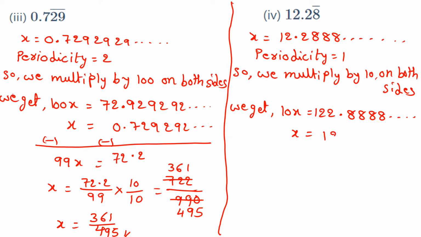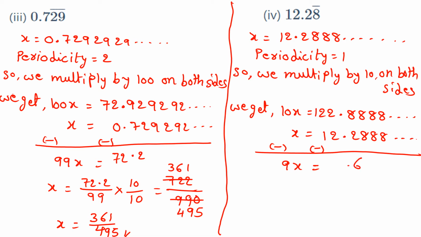Now subtract x from the 10x. So that is 12.2888 and so on. Change the symbols here, minus and minus. 10x minus x, that is 9x, equals to how much? Here 8 minus 2 is 6, here 0, and 122 minus 12 gives 110.6. So x equals to 110.6 by 9. When we multiply by 10 here, we get 1106 by 90.